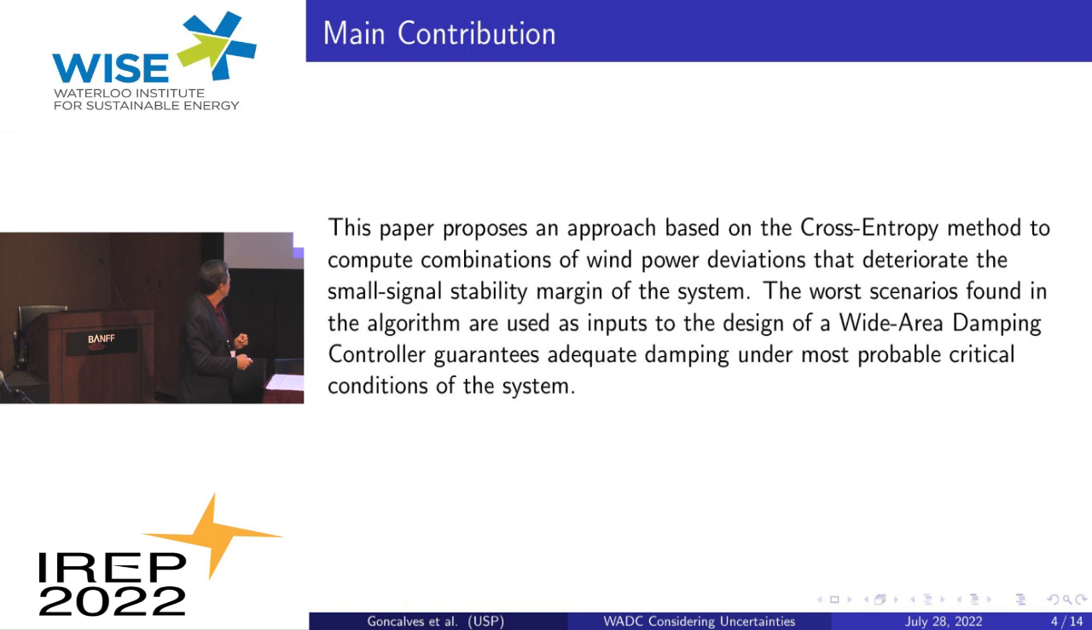problematic scenarios. So what we did here was exactly to propose an approach based on the cross-entropy method to compute combinations of wind power deviations that deteriorate the small signal stability margin of the system. So when we use that, we're able to compute a set of conditions of interest, which are the problematic scenarios, which should be included in the design, together with other representative operating points of scenarios in which the system is not under a threat of instability. So how did we do that?